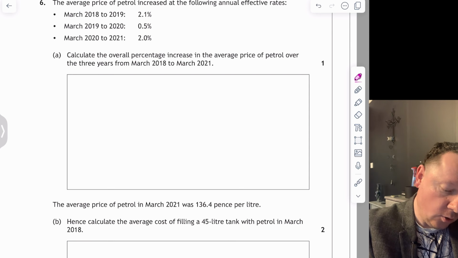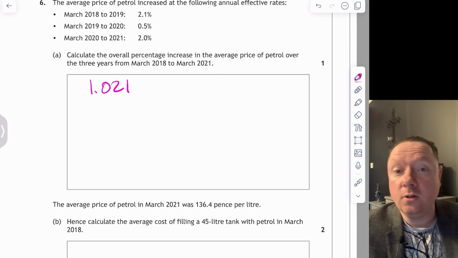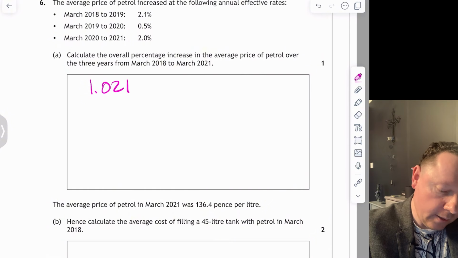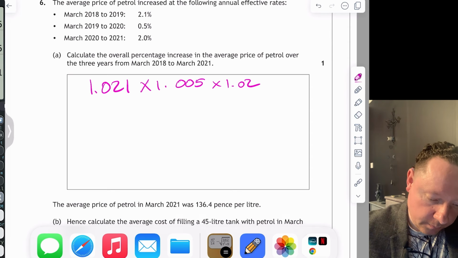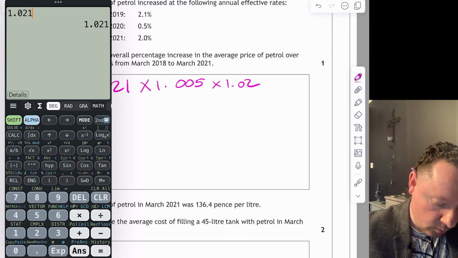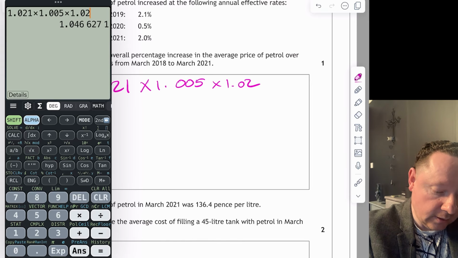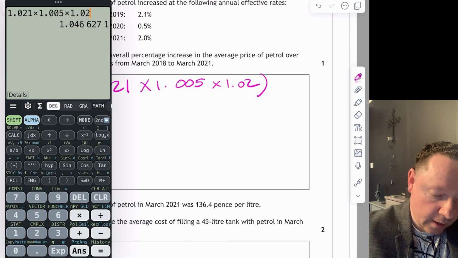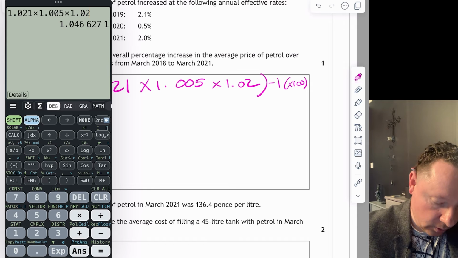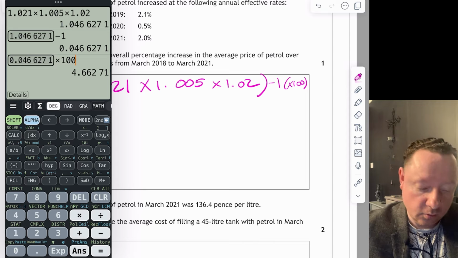So in other words, I do 1.021. I got that by doing 100 plus 2.1 divided by 100, times 1.005 times 1.02. Once I've done that, you'll see in a minute, we can do it in bits. 1.021 times 1.005 times 1.02. That gives you 1.046627. So with that answer, I'm going to have to take away the 1 and times 100 to turn it back into a percent. So take away 1, times 100, 4.66, and a bunch of other numbers, 4.66%.